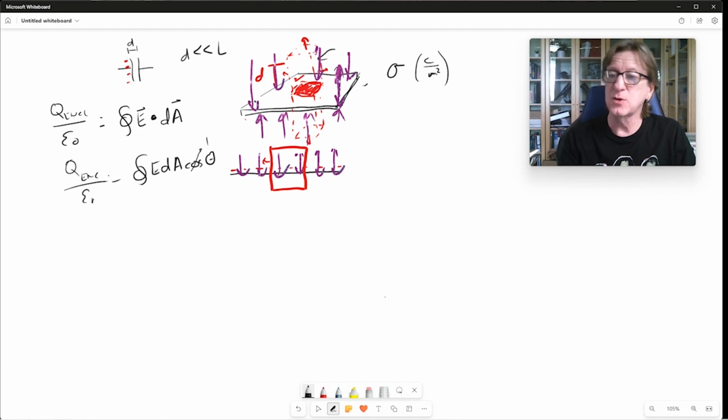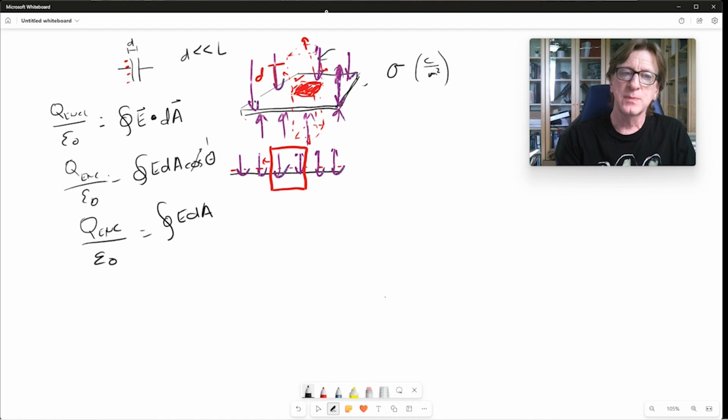We've done all of this. Go back to the using Gauss's law lecture if you want to get some more experience with that. So simplifying this a little bit, we get Q enclosed is epsilon naught times the integral of E dA, where neither one of these are vectors. These are scalars now.